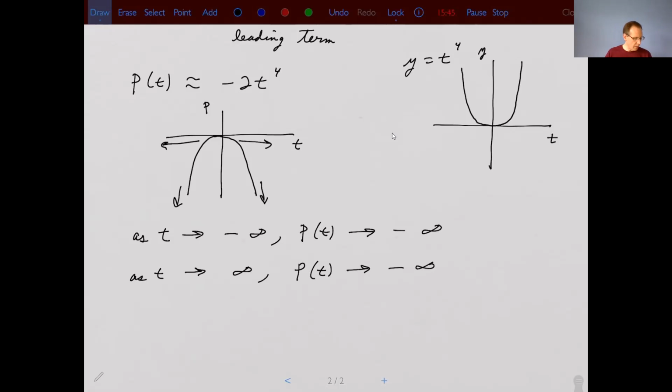Okay, next, I want to plot a particular polynomial function. I'll do this on Desmos and talk about what's happening near those roots, near the horizontal intercepts. So let me load up Desmos. Give me a second here.